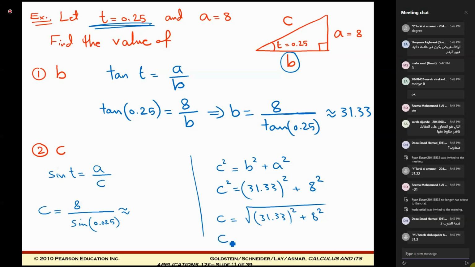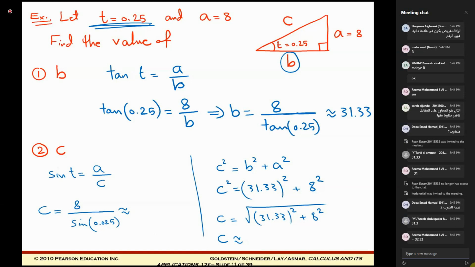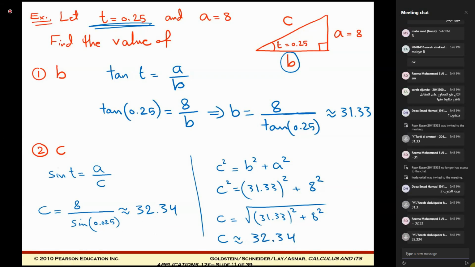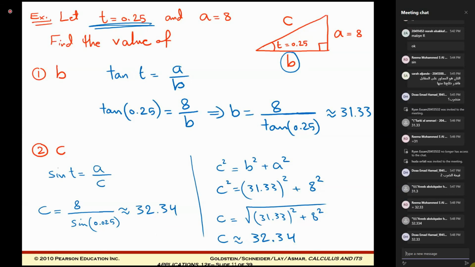What's the value of C? We can find C by sine or by Pythagoras. 32.34. Okay, good. Excellent. 33 or 34. This is approximate. Okay, good.